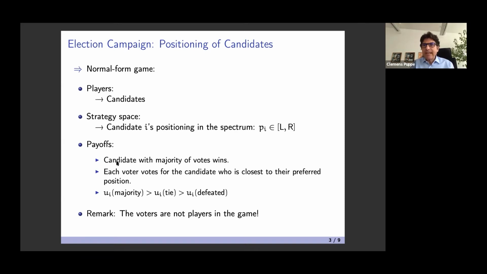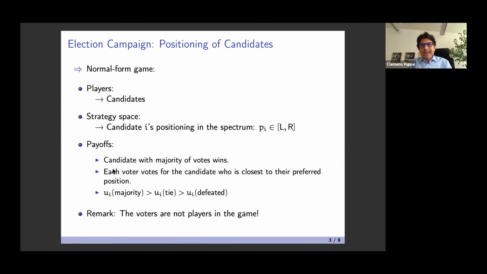Okay, so again, the game is defined as follows. There are two candidates who have to choose a position in this spectrum between L and R, or 0 and 1. The candidate who receives the majority of votes wins. It's a two-candidate election, so there's no problem about majority voting. How do the voters behave? Each voter looks at the two candidates and then determines which is the nearest candidate to my own preferred position. This candidate I give my vote. If there is a tie, I choose with equal probability.